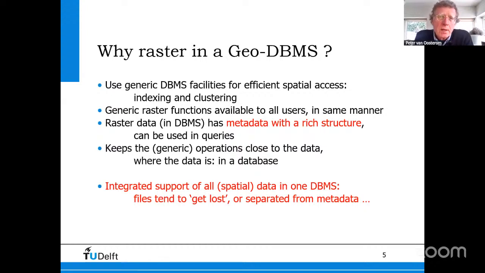And you could say the raster data itself is simple. It has not so much references. The metadata, who collected the image, what device was used, what was the date, could have or typically does have a quite rich structure with references to other tables like persons collecting the image or devices being used, timestamps. So all kinds of attributes and references. And it's also nice to do the raster data operations close to the data where it's managed and that's in the database.